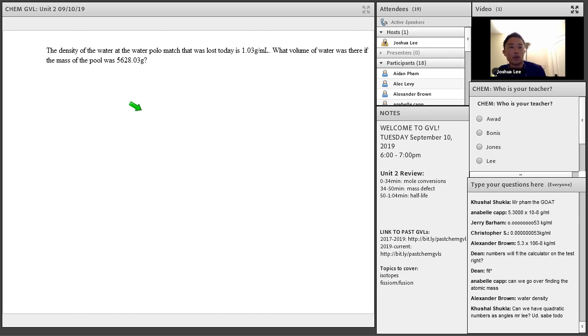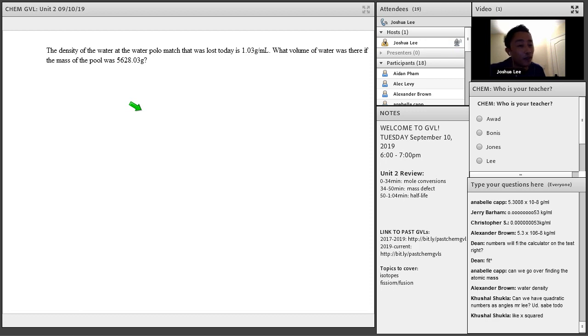The density of the water at the water pool in Matsell's lost today is 1.03 grams per milliliter. What volume of water was there if the mass of the pool was 5,628.03?